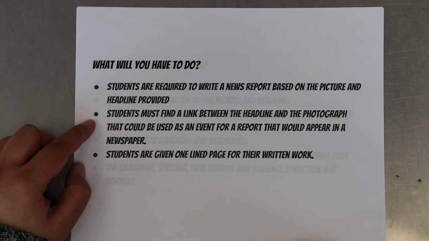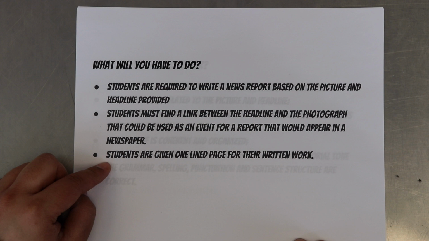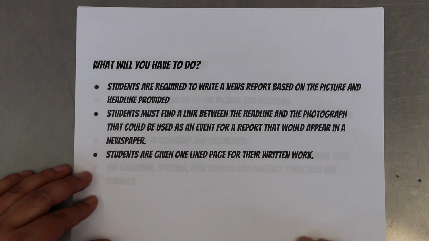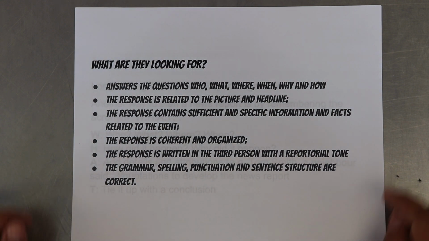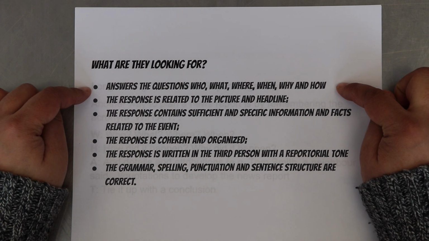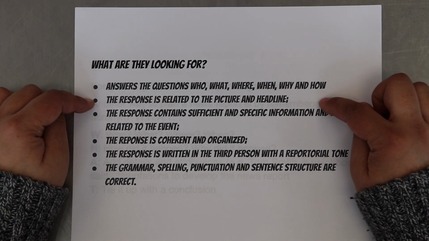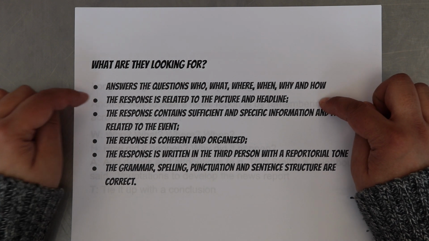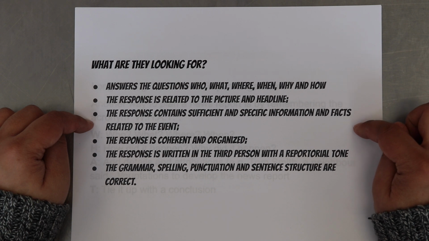Students must find a link between the headline and the photograph that could be used as an event for a report that would appear in a newspaper. Students are given one lined page for their written work. What are they looking for in this task? Well, they want you to be able to answer the questions of who, what, where, when, why, and how the event, thing, or news story happened. They want your response to be related to the picture and the headline. The response needs to contain sufficient and specific information and facts related to the event.